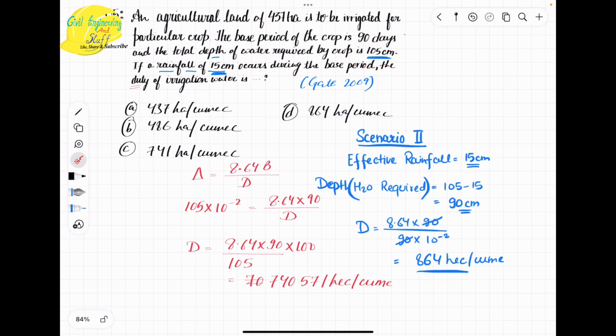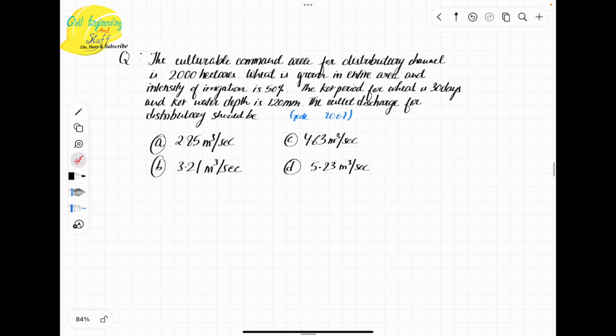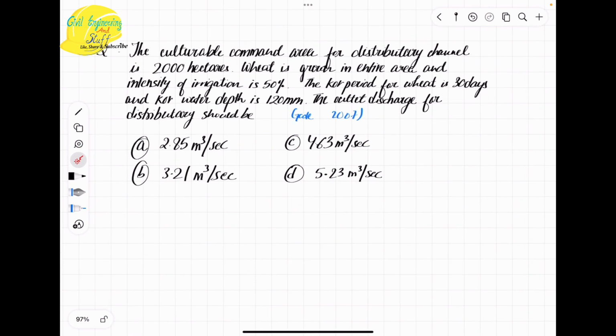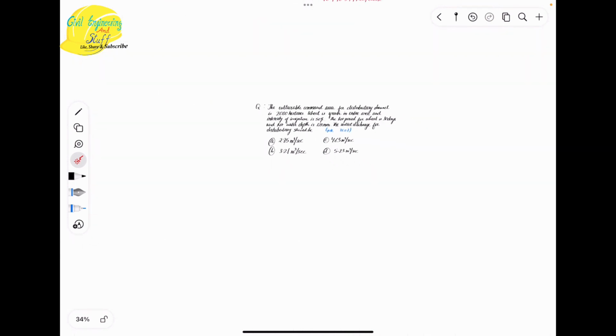Clear? Okay, I hope the concept of this question is clear to you and how to approach such kind of questions is clear to you. Okay, let's do another GATE question. And I presume this is the last question.